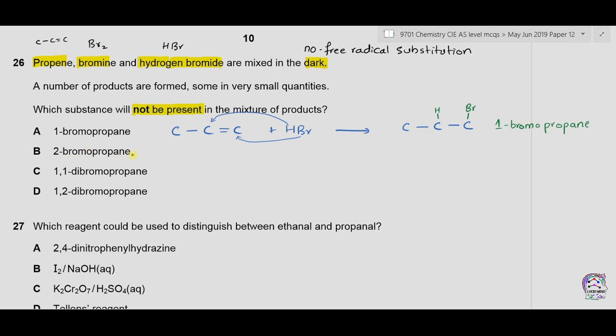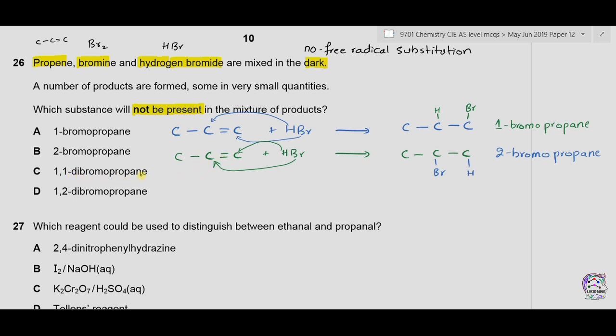For second, we have 2-bromopropane. Now again the propene can be a reactant. It can react with HBr, and this time bromine will be attached to the central carbon atom and hydrogen is attached to the corner carbon atom. So it can make this product. And the name is 2-bromopropane. So this is also a possible addition product of HBr on alkene.